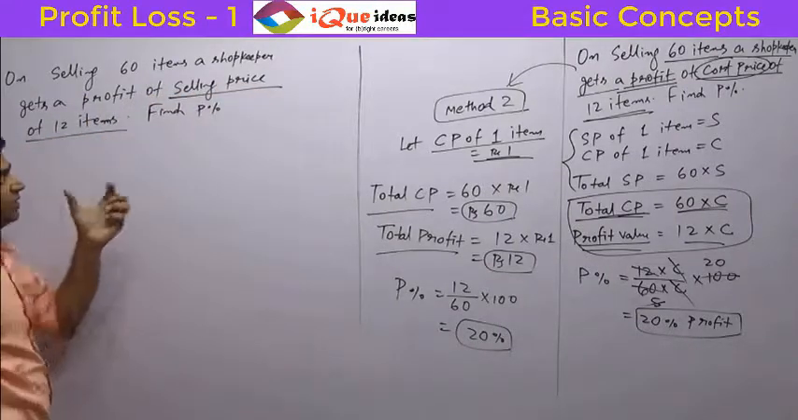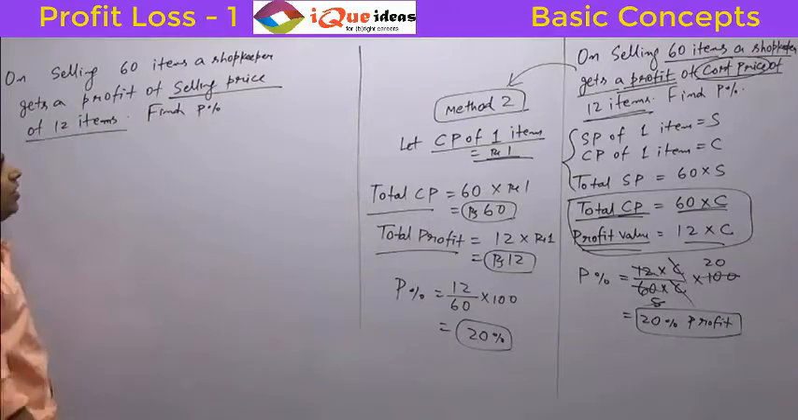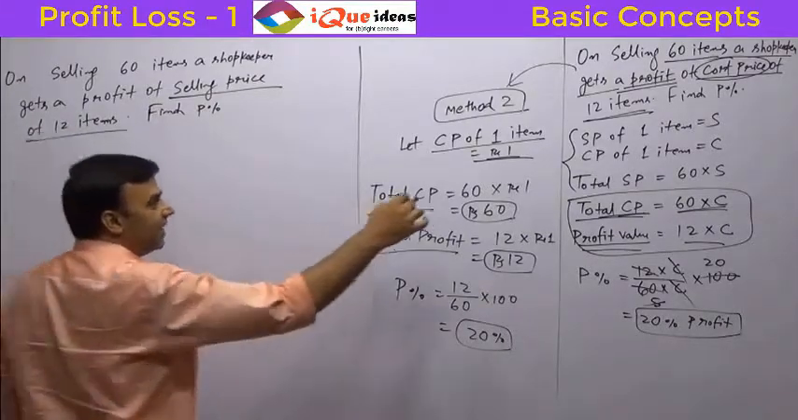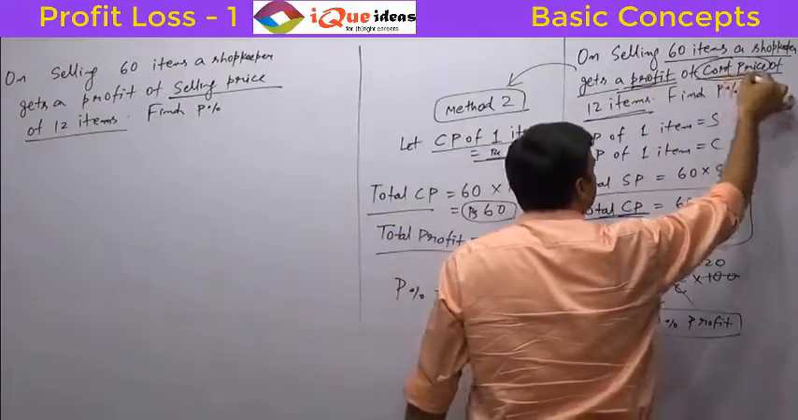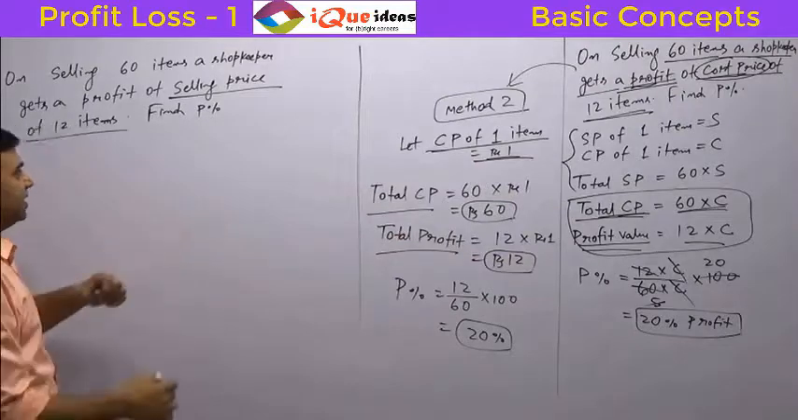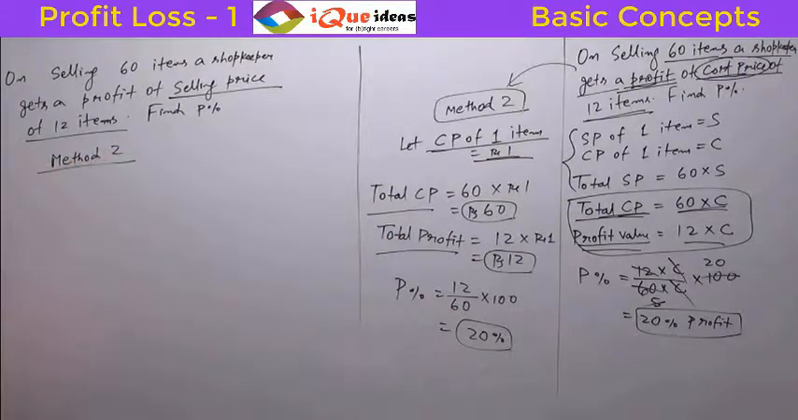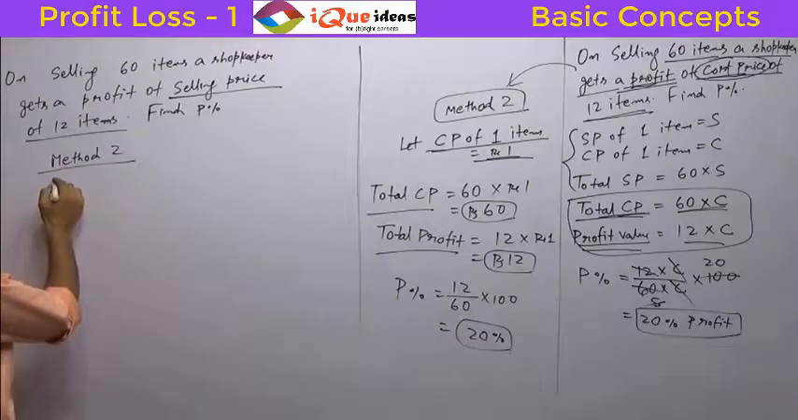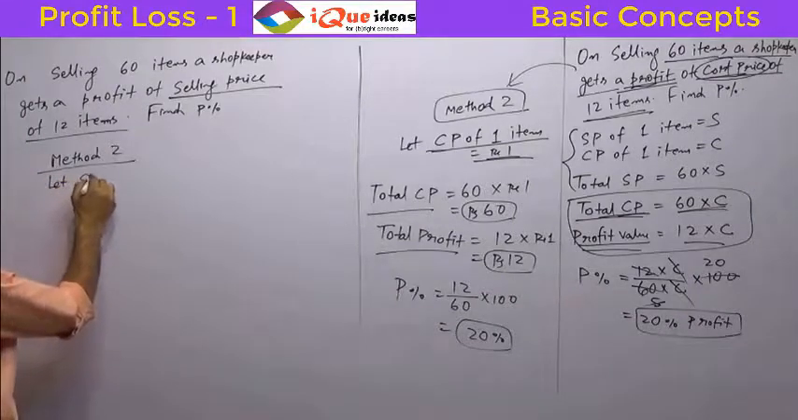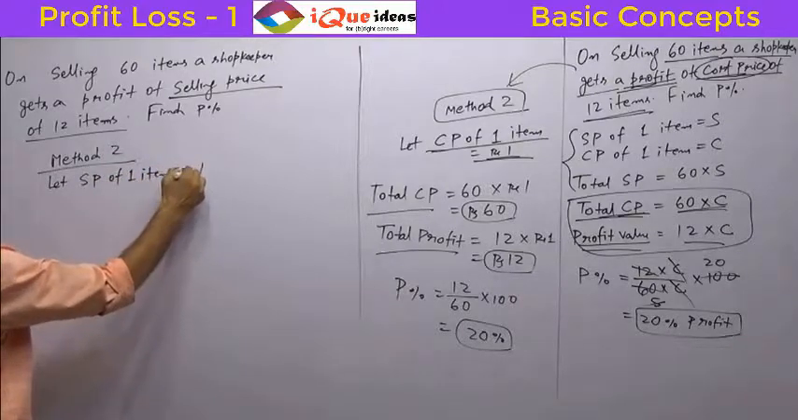of 12 items. So here the profit value is described in terms of selling price of 12 items. So as we said, when the profit was given in terms of cost price, we assumed cost price of one item to be 1 rupee. I'm using the method 2 first. Okay, if I use the method 2, which is actually better, let's see. Let's assume that selling price of one item is equal to 1 rupee.